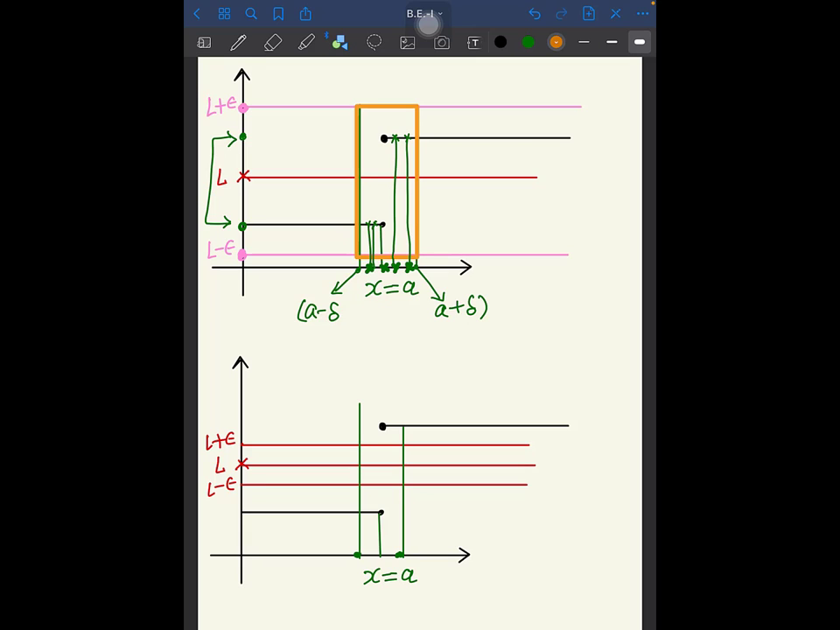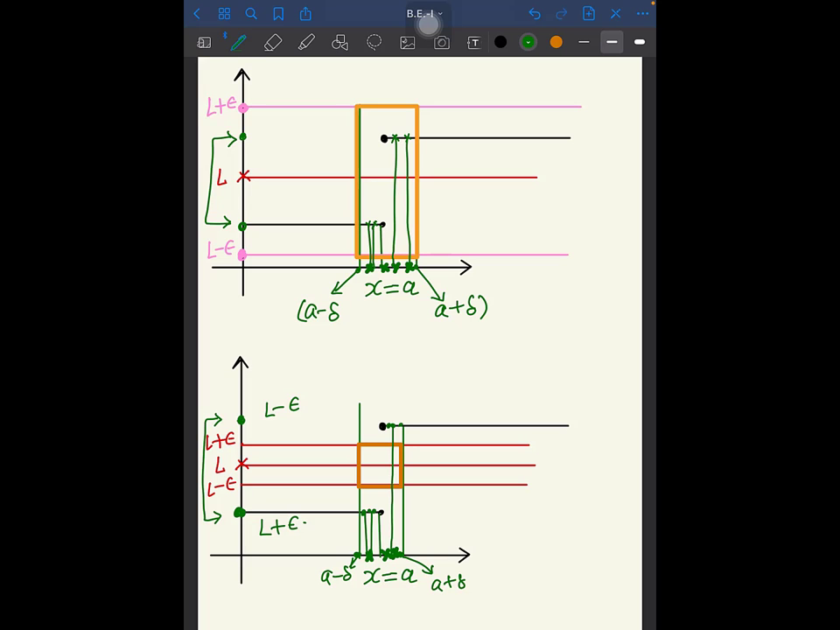So if you see your box again, in this case, this is your box, right? And if you see those values again, your values in a minus delta to a plus delta, this is your a minus delta, this is your a plus delta. So every value is mapping here or here, right? The corresponding values are mapping here or here, so of course these two values are outside the L minus epsilon to L plus epsilon.